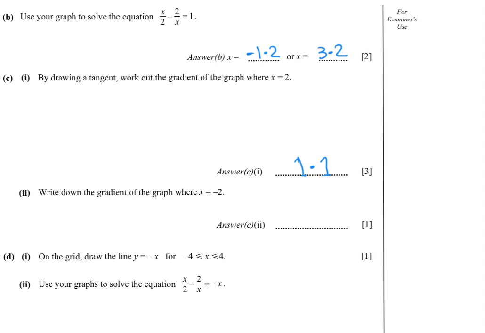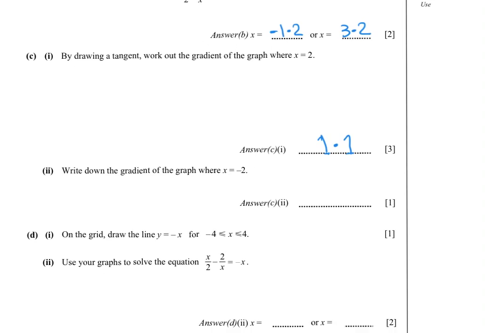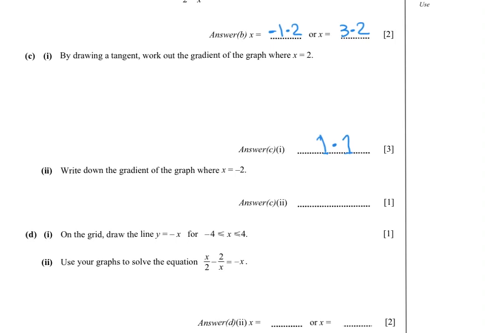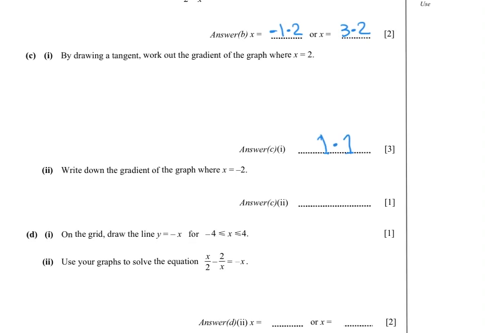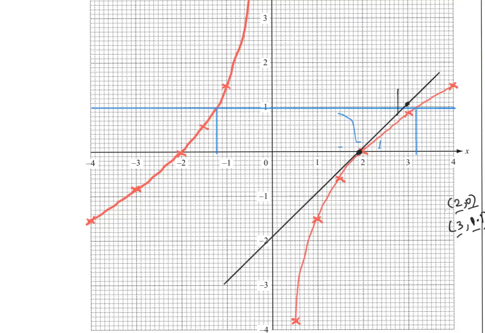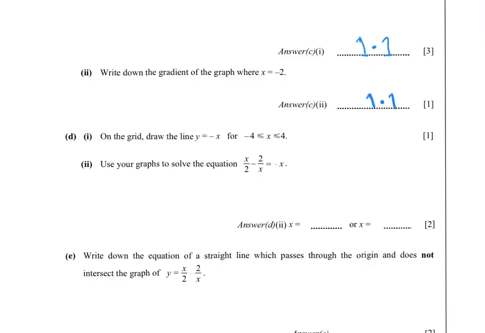Next one, write down the gradient of the graph when x equal negative 2. Let's go back to the graph. If you draw a tangent at x equal negative 2, you will find this line is parallel to the first one. So same gradient. If two lines are parallel, they have the same gradient. So the same 1.1.